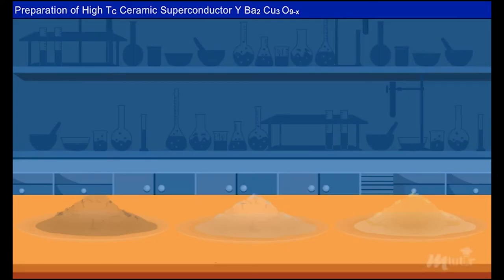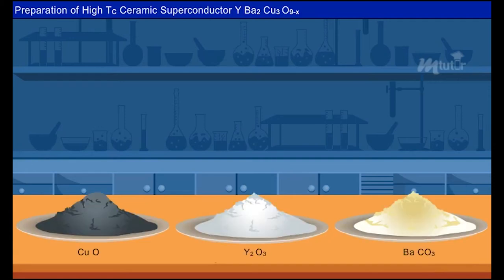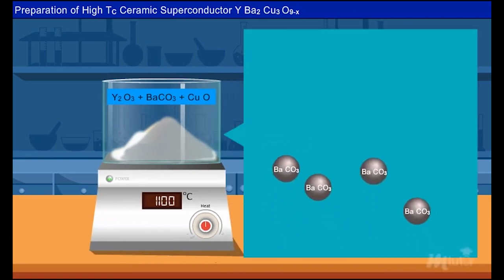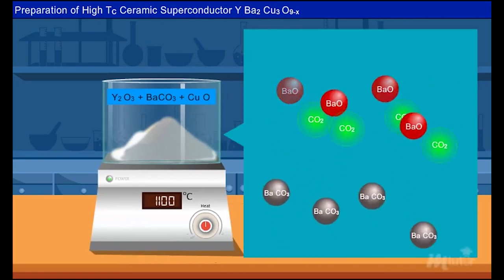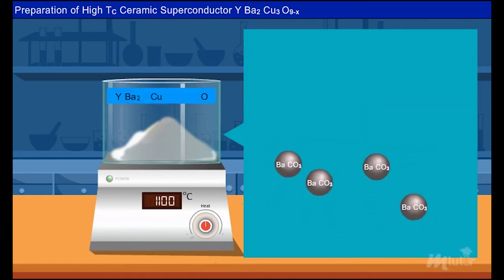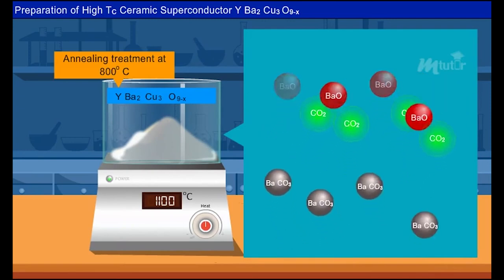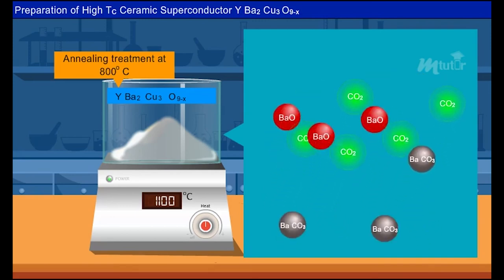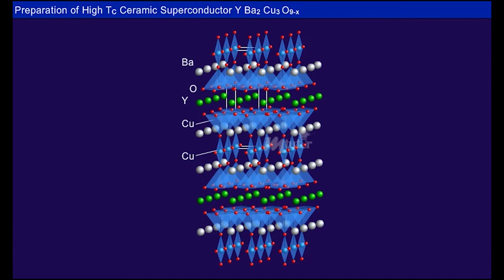Let us consider the example of YBa2Cu3O9-x, which is prepared from the compacted powder mixture of yttrium oxide, barium carbonate, and cupric oxide in the correct proportion. Heating them to a temperature between 900 degrees Celsius and 1100 degrees Celsius decomposes BaCO3 to BaO and CO2. This is followed by another annealing treatment at 800 degrees Celsius in an atmosphere of oxygen to produce YBa2Cu3O9-x.